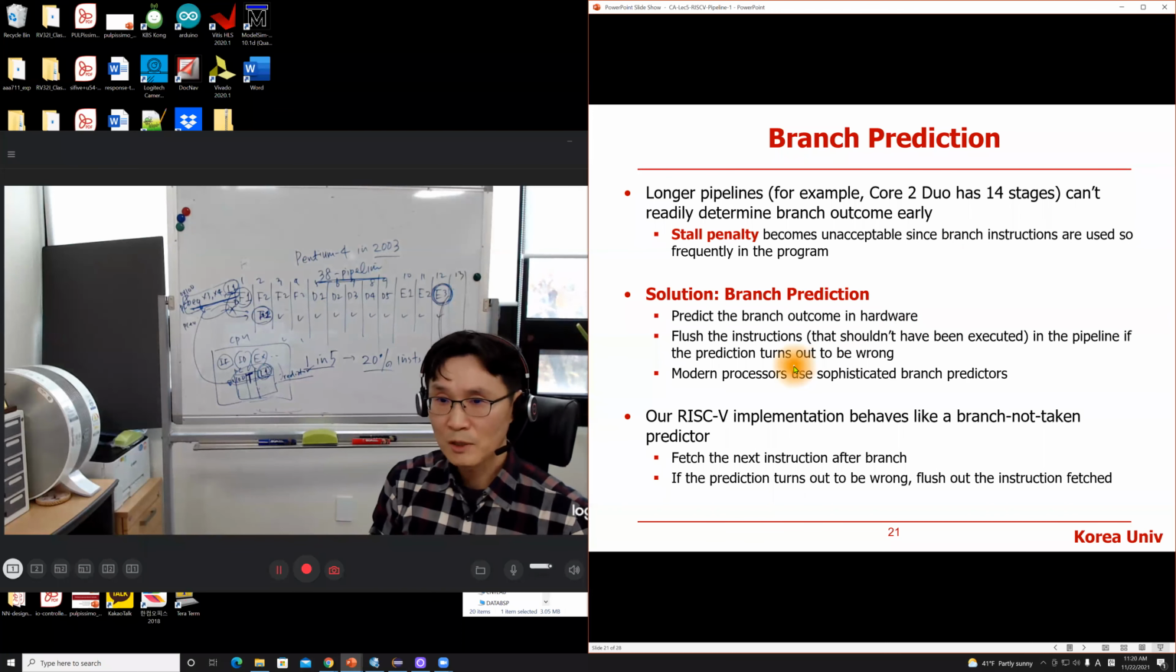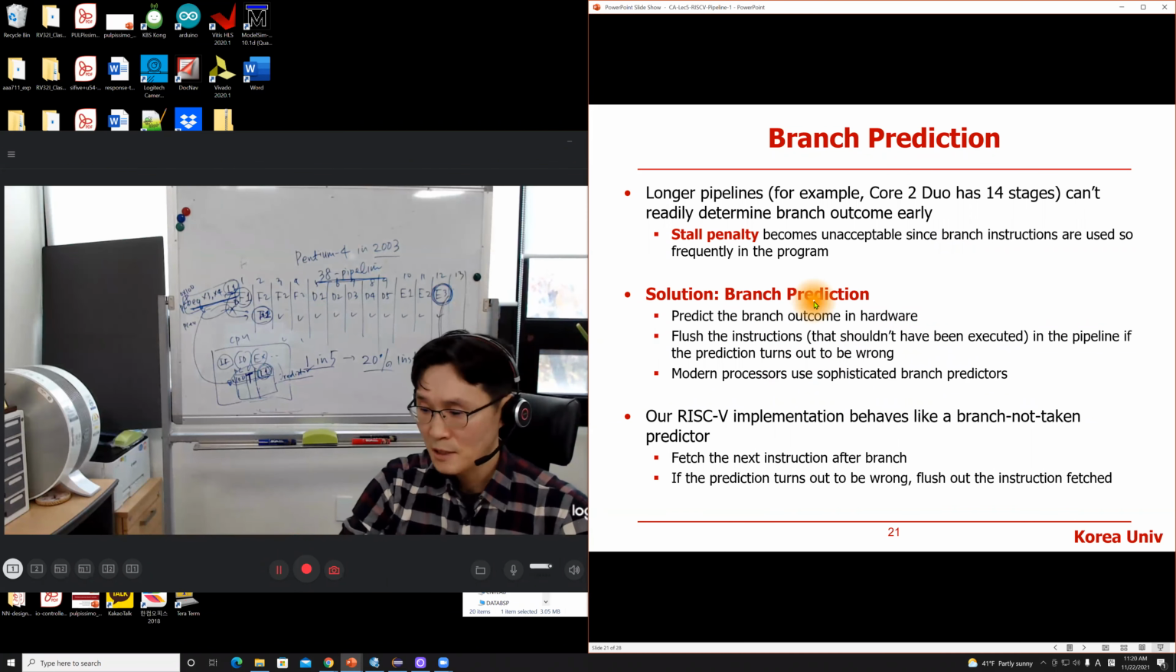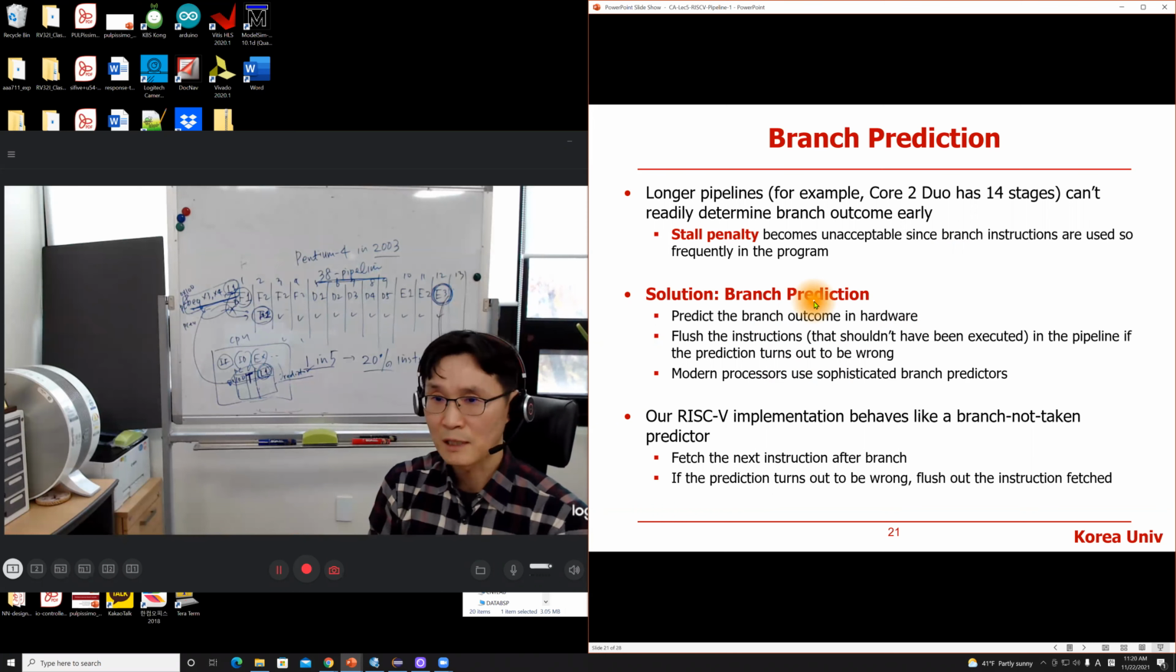If you want to know detail about this branch prediction, probably you can join graduate school. That is a little bit of an advanced topic. In graduate school, we talk in detail about this branch predictor.